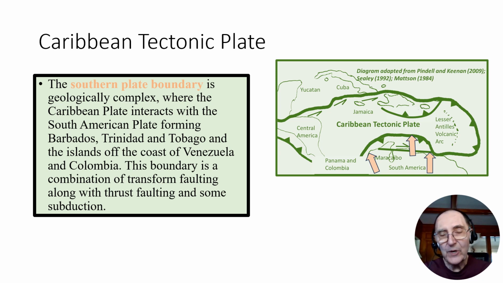The southern plate boundary is shown here by the light brown pointers. Listen, this is a mess. It is geologically very complex, where the Caribbean plate interacts with the South American tectonic plate, forming, by the way, Barbados, Trinidad, and Tobago, as well as the islands of the coast of Venezuela and Colombia. This boundary is a combination of transform faulting along with thrust faulting and some subduction.